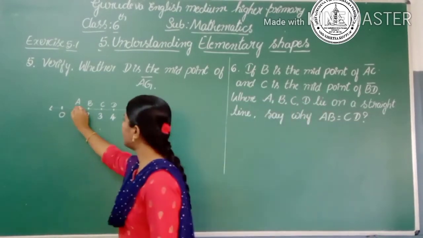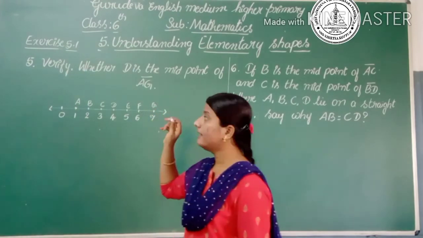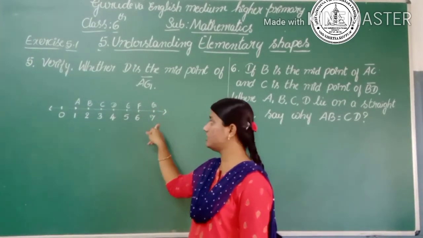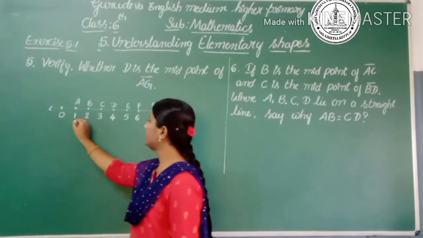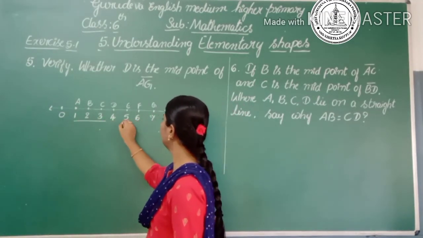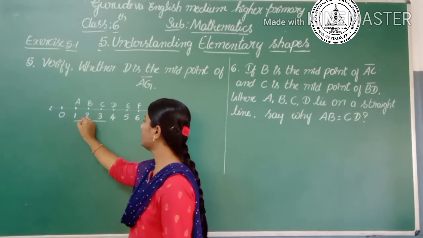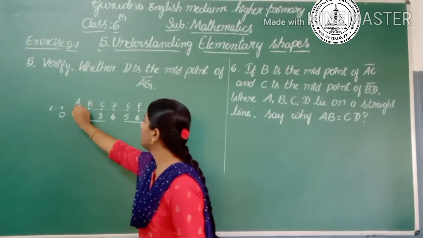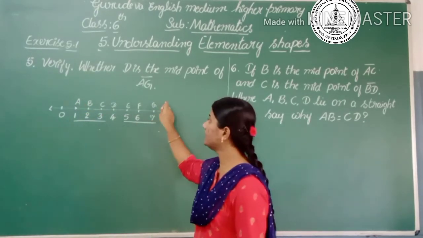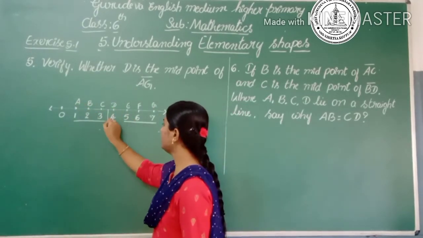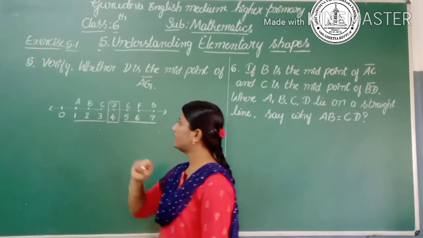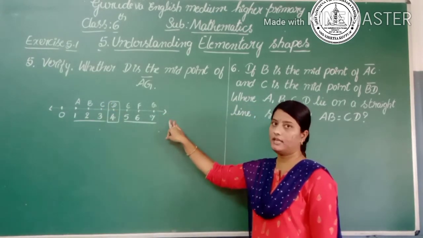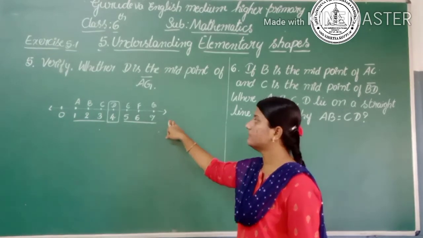So here there is a line segment AG. Is D the midpoint of AG? Yes, see here. Here there is 1, 2, 3, 4, and here there is 1, 2, 3, 4, 5, 6. So here it is the midpoint of AG line segment. Okay, yes.